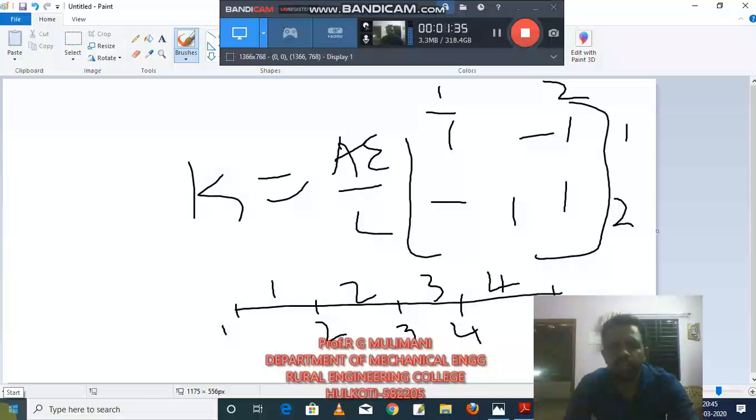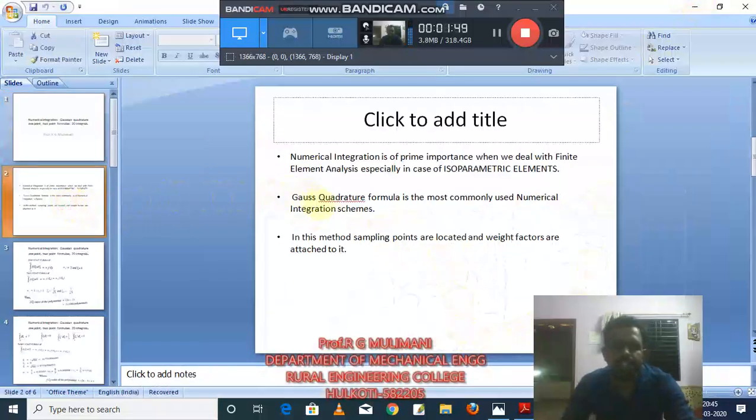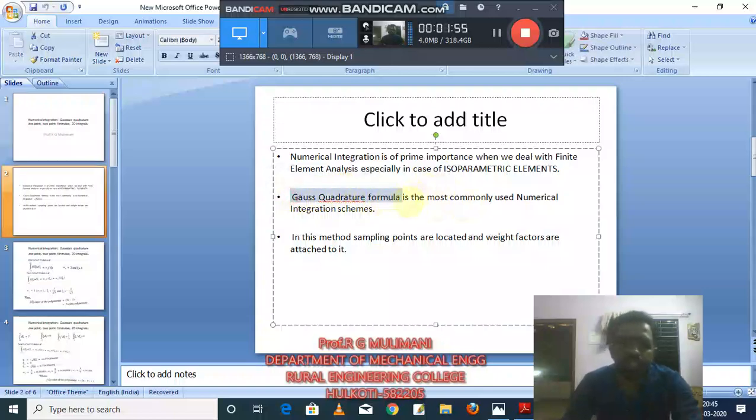But for n number of elements, it is not possible to find the global stiffness matrix analytically. Hence, we are using some other numerical integrations. Such a type of numerical analysis is the Gaussian Quadrature formulae. It is not the only numerical integration method. There are some other methods, but it is the most used numerical integration method. Next, Gaussian Quadrature formulae are used for different polynomial equations.